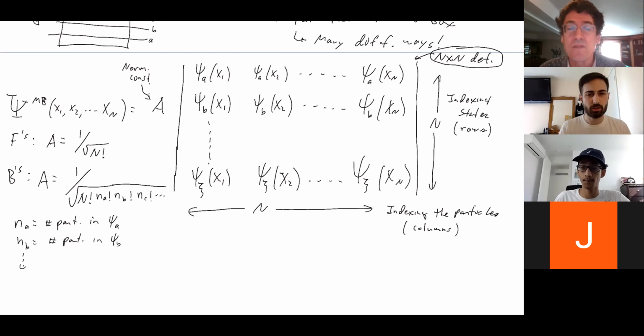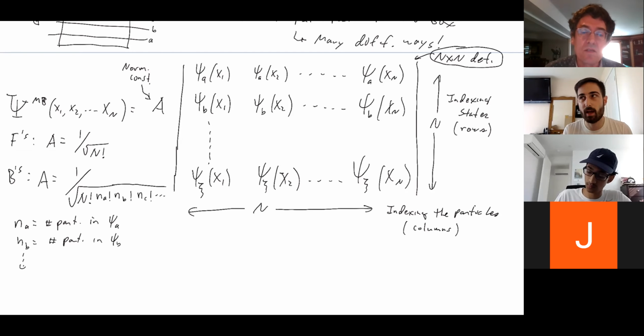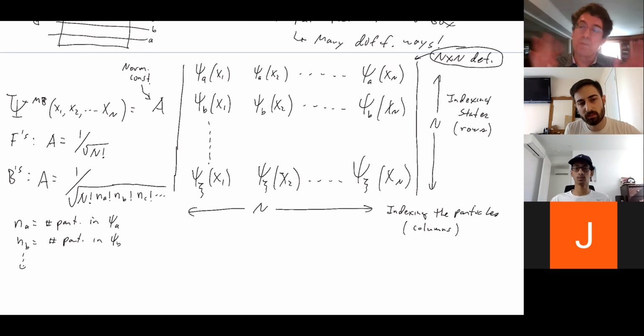Another question. So for the Slater determinant, doesn't it only work if we have equal numbers of states and particles? Well, no, it'll work just fine because it depends whether you have fermions or bosons.